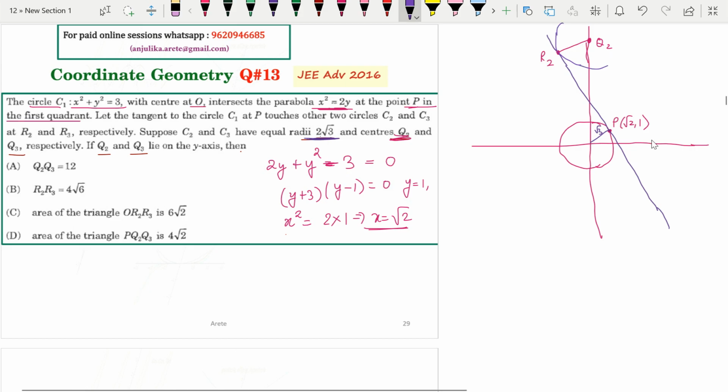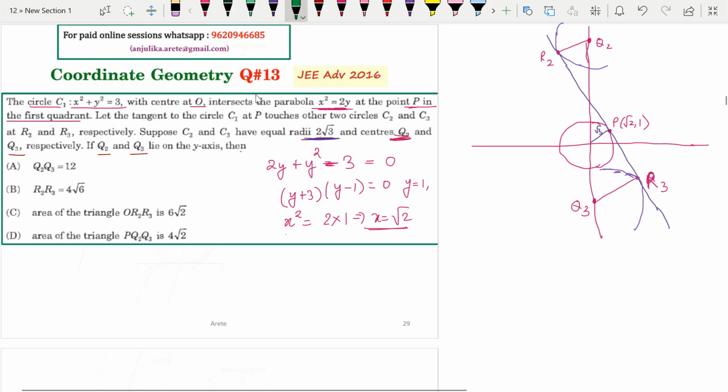Similarly, the same radii. Let's say you have somewhere here because center has to be on the y-axis, so maybe I will draw center somewhere here. And the radius is again 2 root 3. So this point I can say is what? They're touching at R2, R3. So this is R3 and the center is Q3. Again you can complete the circle up. Because this is the center and this is the point where it is touching, something like that. So finally your figure is ready.